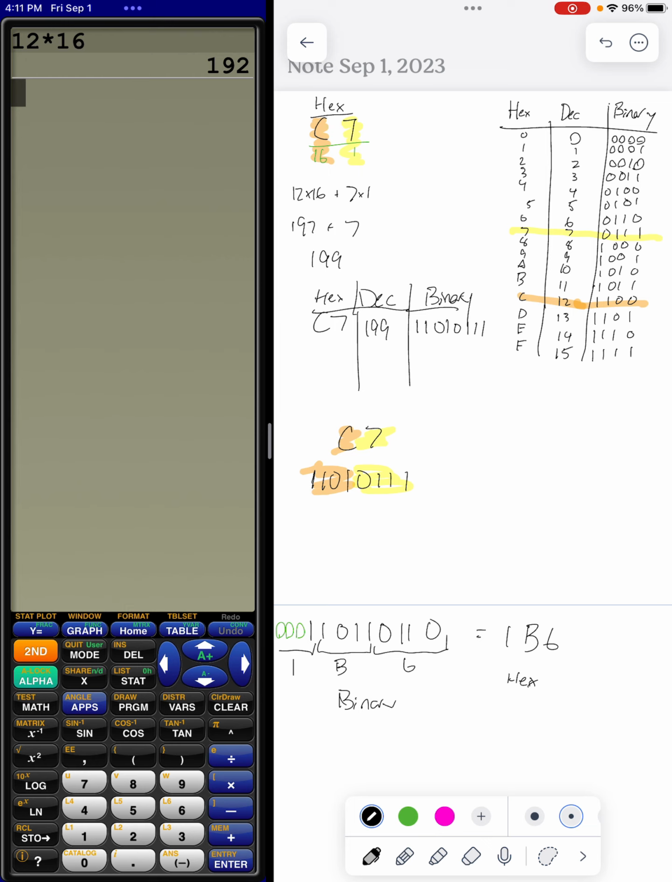It's just splitting it up into 4 chunks, and then each of those 4 chunks simply represents 1 digit in hex. There's no calculation that has to be done there. It's just splitting it into 4 digits and then transcribing that 4-digit chunk you found.